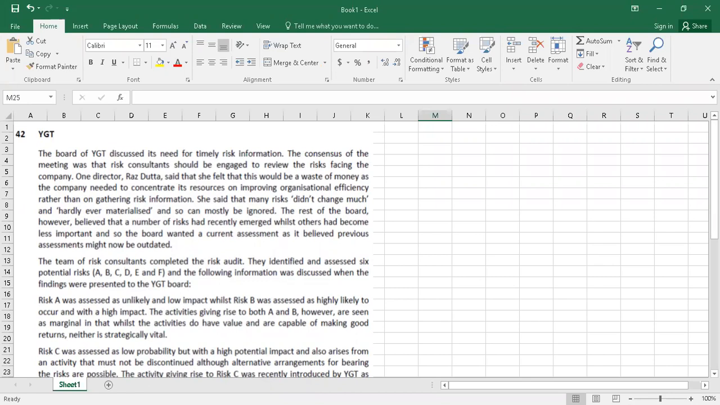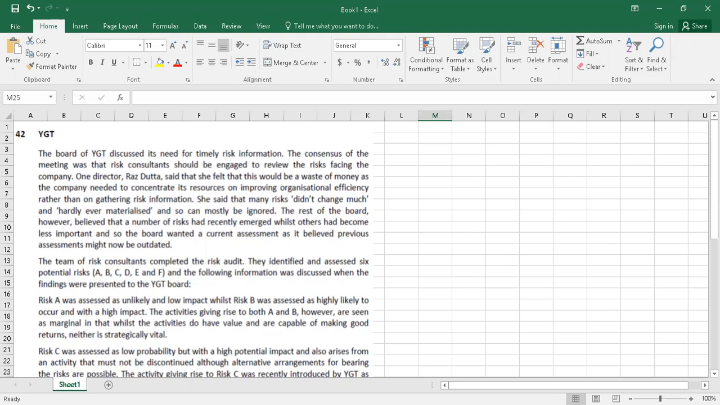So, yes, the board of YGT discussed its need for timely risk information. The consensus of the meeting was that risk consultants should be engaged to review the risks facing the company. So Raj Datta, one of the directors, said that she felt it would be a waste of money as the company needed to concentrate its resources on improving organizational efficiency.